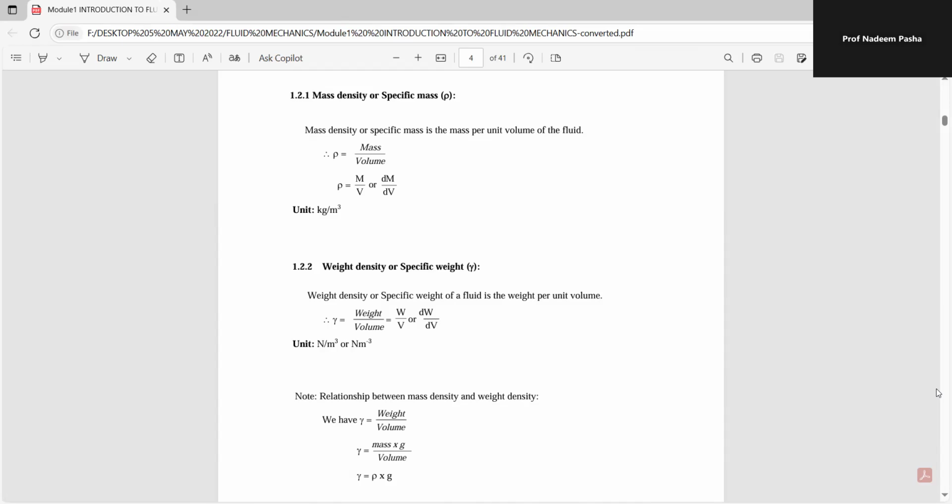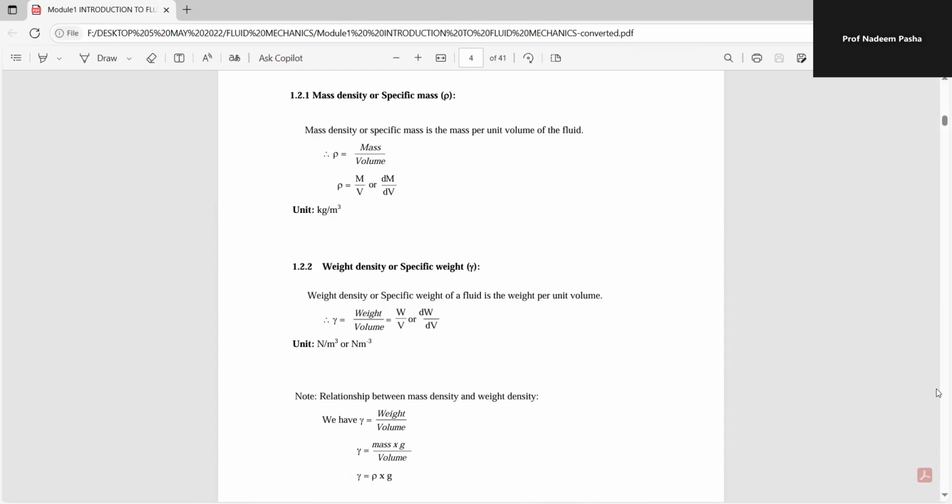Now coming to our second property, weight density or specific weight. How will you define it? It is similar to mass density, but the only difference is with respect to mass and weight. Don't get confused. Mass is different, weight is different. Weight takes into account acceleration due to gravity, whereas mass does not. W is equal to mg. Remember this. So weight density or specific weight of a fluid is the weight per unit volume. That is, gamma is equal to weight of fluid by volume of fluid, W by V or dW by dV.